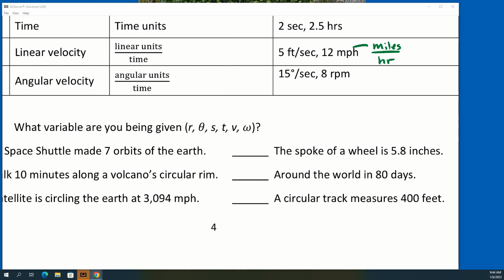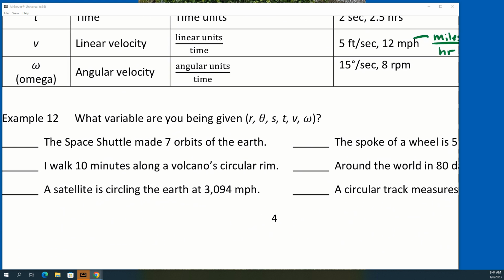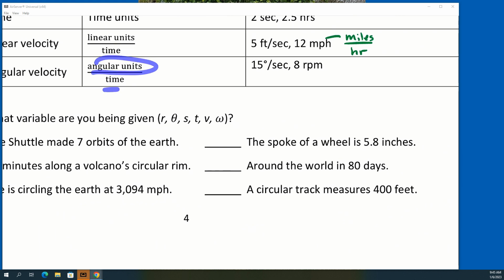And then the newest one is omega. Omega is a Greek letter that kind of looks like a butt. I don't know, that's how I remember it. And it is the angular velocity, and it's the angular unit divided by time. So degrees per second, you probably haven't really heard that, but I feel like you know RPM. What does that stand for? Revolutions per minute.